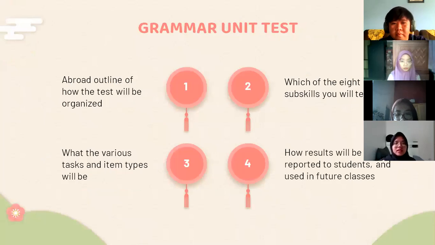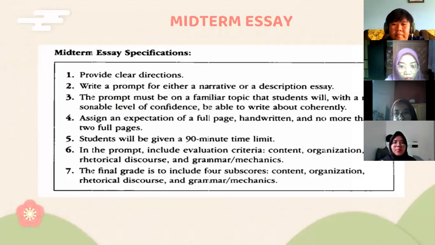The next is the grammar unit test. The test specifications you design might comprise the following 4 sequential steps. The first one is a broad outline of how the test will be organized. The next one is which of the 8 subskills you will test, what the various tasks and item types will be, and the last one is how results will be scored, reported to the students, and used in future classes. The next is midterm essays.